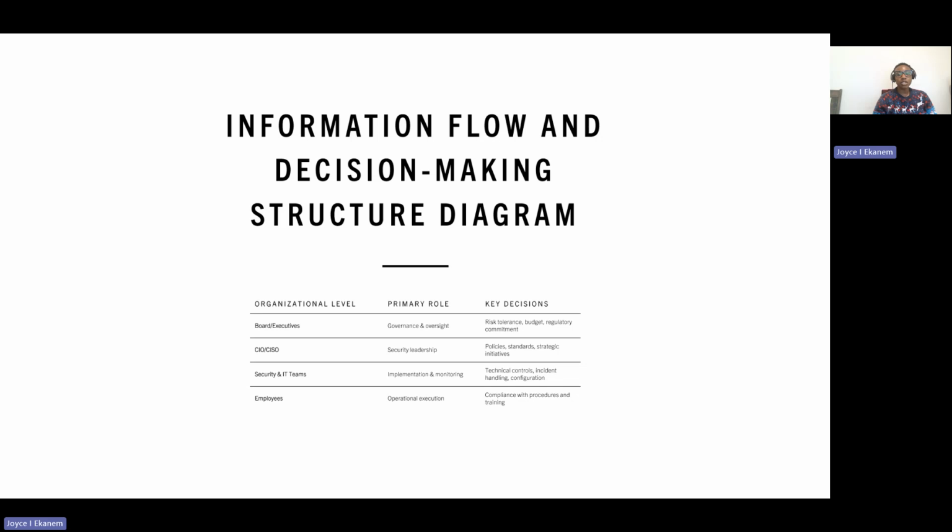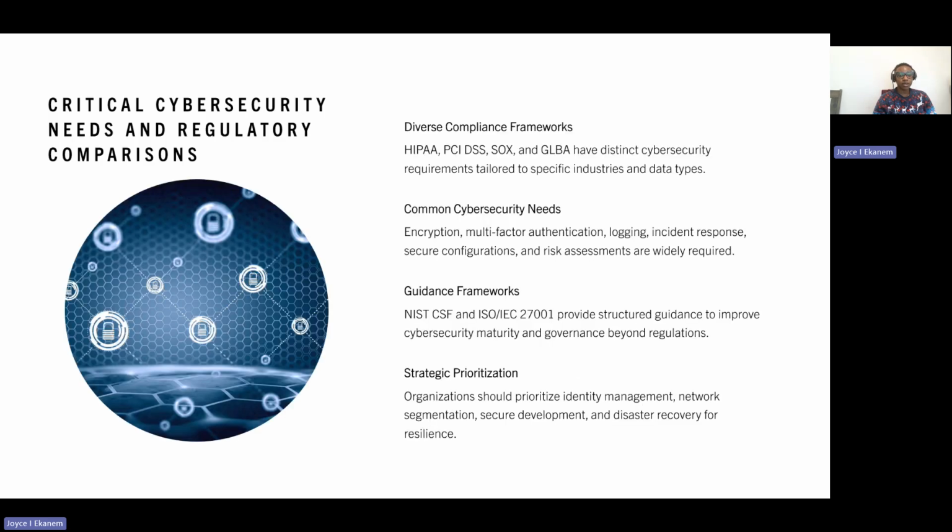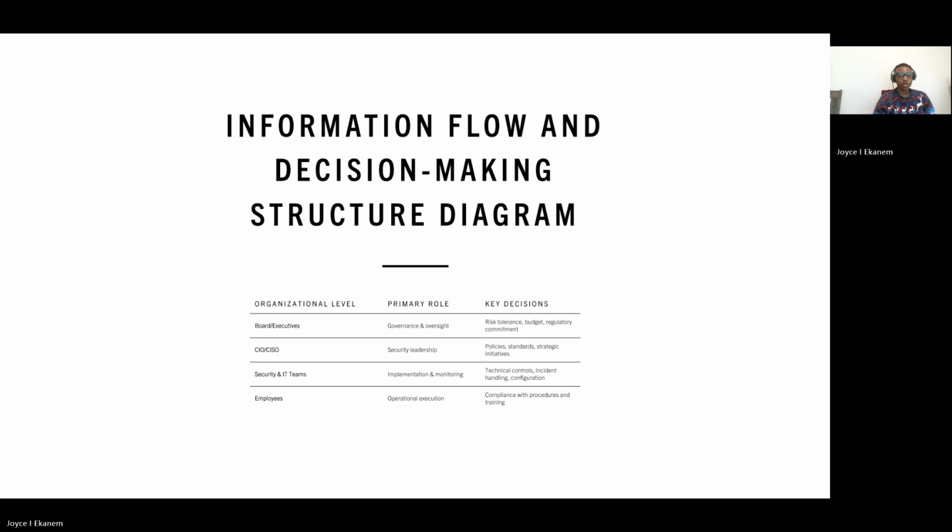This cyclical flow ensures that strategic oversight, operational execution, and workforce participation are aligned to meet regulatory requirements such as HIPAA, SOX, PCI DSS, and GLBA. A diagram representing this flow typically shows a top-down cascade from governance bodies to operational teams, with feedback loops illustrating assessment, reporting, and continuous improvement. Here's a diagram right here, as we all can see. That's the chart right there.